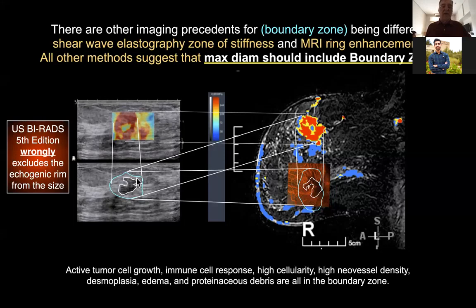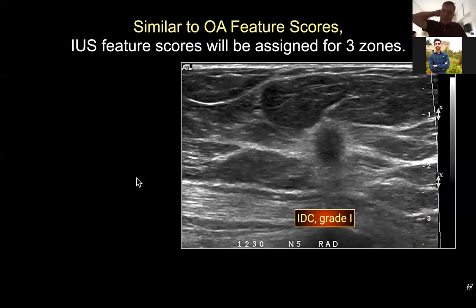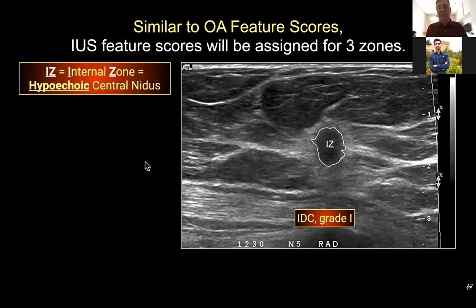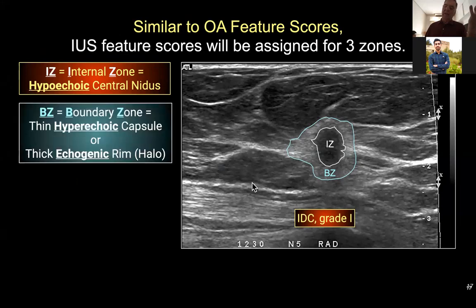Now, how do I know that? Well, first of all, I divide every cancer into 3 zones. So the hypoechoic central nidus is what I consider the internal zone. The thick echogenic rim in an invasive cancer, or the thin pseudocapsule of compressed tissue in a benign fibroadenoma, are the boundary zone. And then you can see that we have hyperechoic radiating spicules shown by the yellow arrows in the peripheral zone.